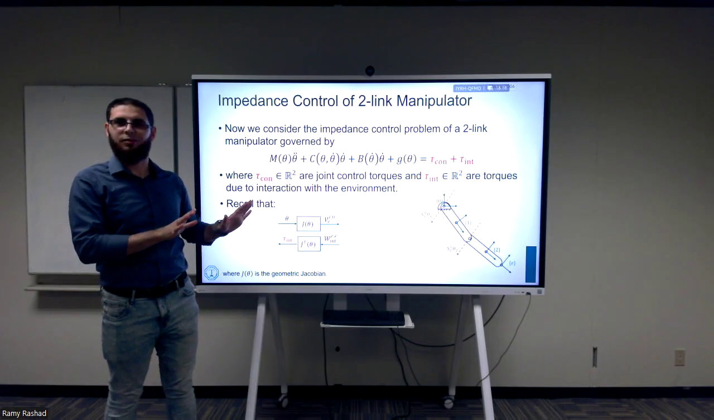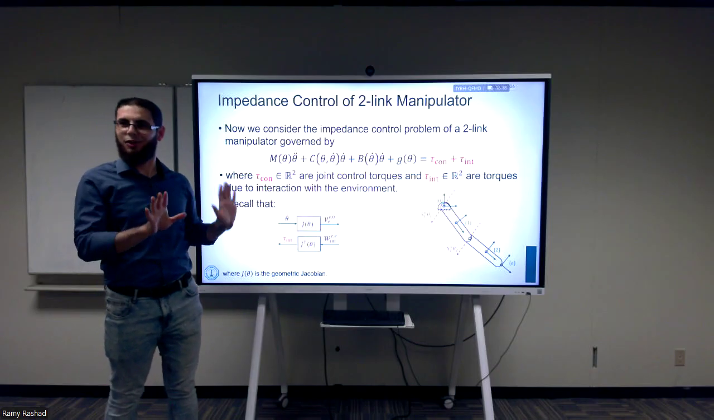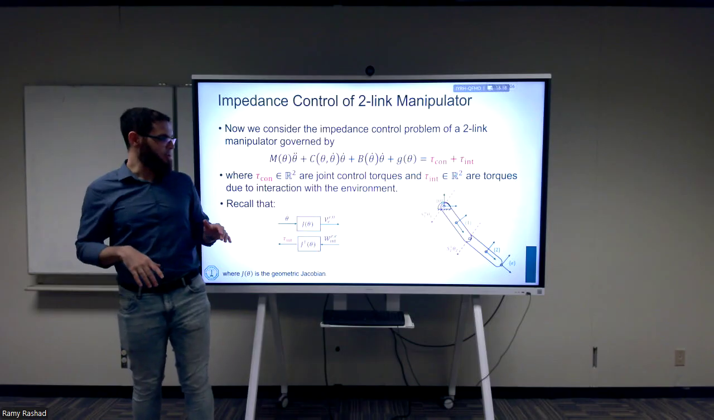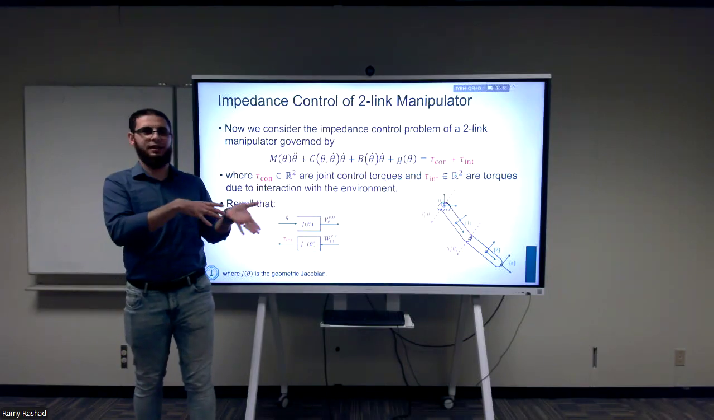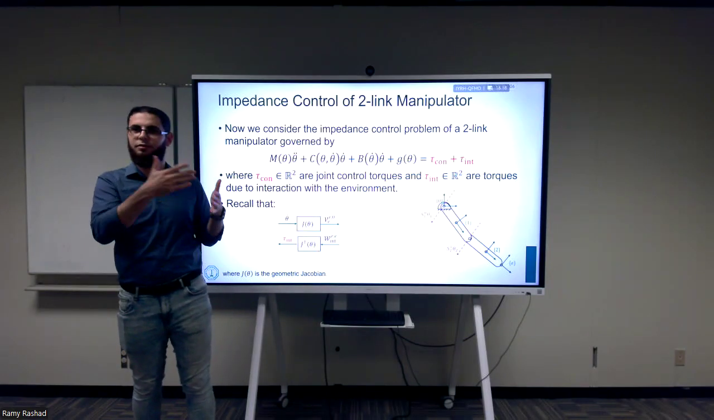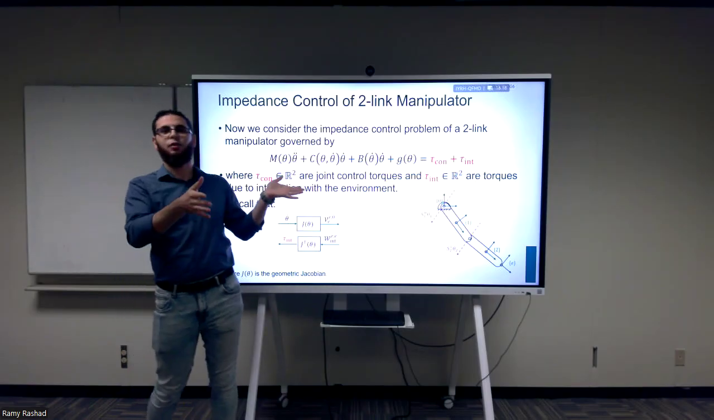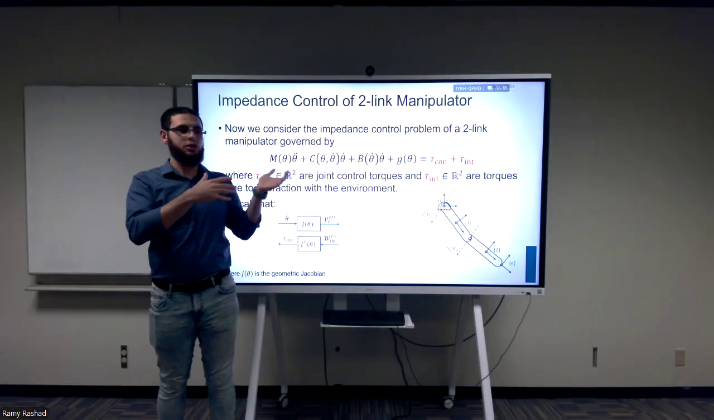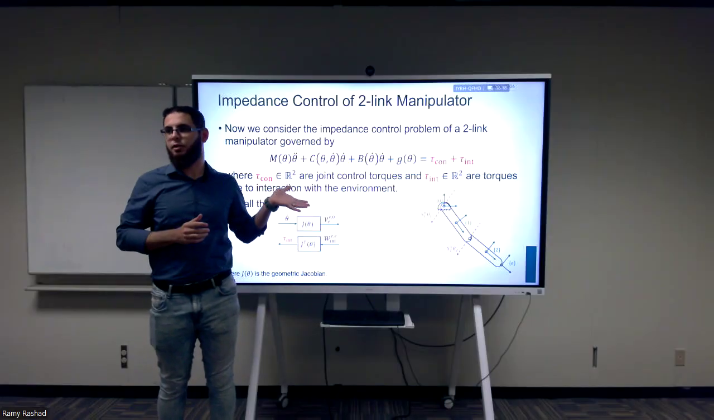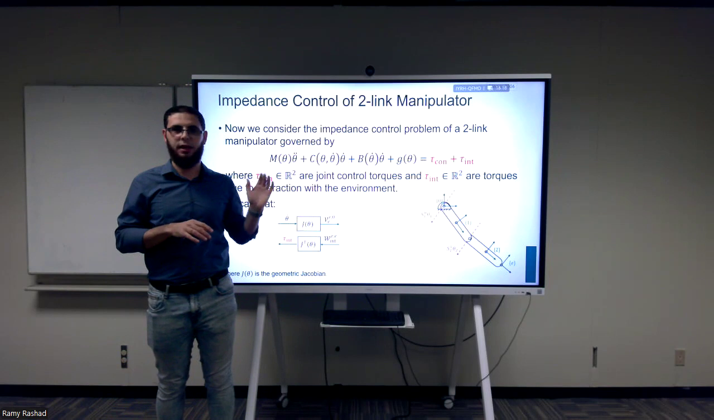You want to continue or shall we stop? Stop, okay. We're going to continue on Tuesday. We're going to move on from this, and on Tuesday, inshallah, we're going to look at the n-dimensional case. If you don't want the 2-dimensional case, which is too easy, we're going to look at the n-dimensional case, and then inshallah we're going to look at some extensions of the impedance control. But for now, let's stop and take any questions.